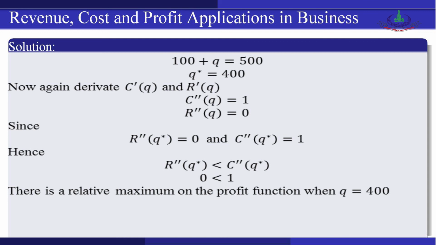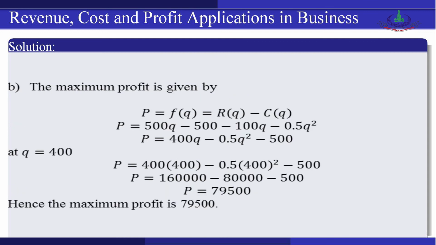Dear students, the maximum profit is given by P is equal to the revenue function minus cost function, and it is given by R of Q minus C of Q. So P is equal to 500Q minus 500 minus 100Q minus 0.5Q square. So after simplification, we get P is equal to 400Q minus 0.5Q square minus 500.